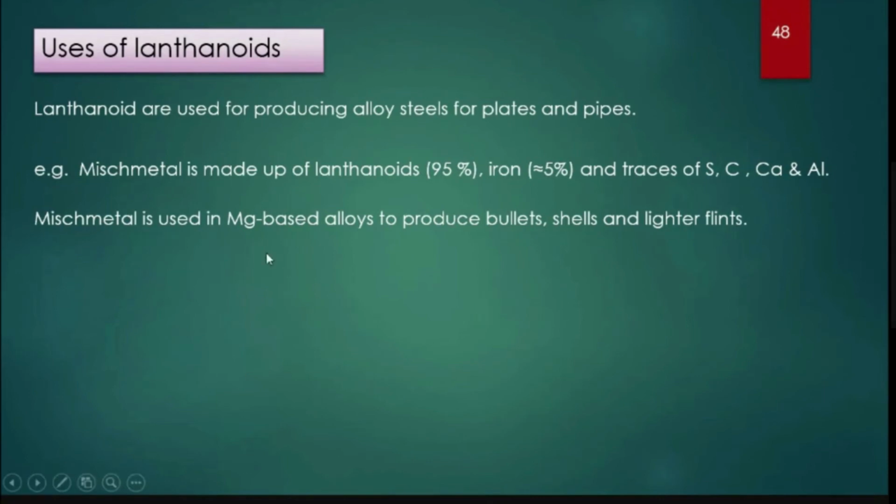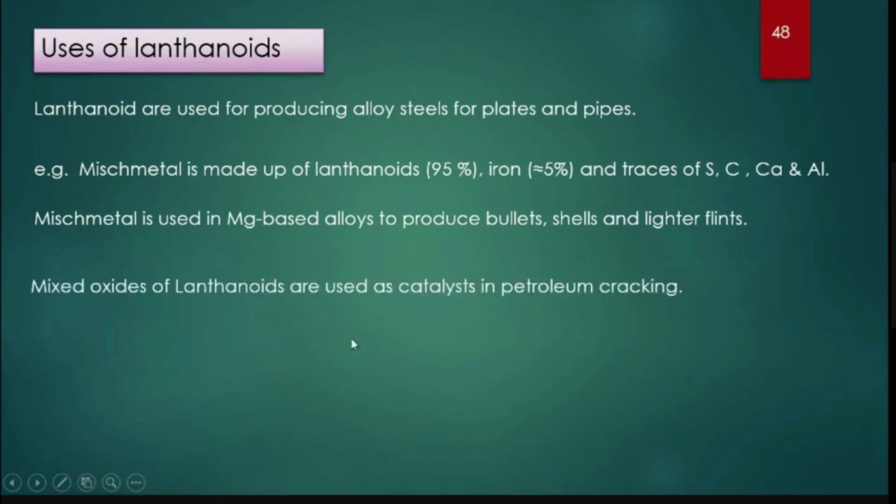Then where do we use this mish metal? Mish metal is used in magnesium based alloys to produce bullets, shells and lighter flints. So here mish metal, when it is mixed with magnesium, forms an alloy which is very hard. That is why it is used in making bullets which are used in guns, shells and also lighter flints. That means the cigar lights which are used for smoking. So there also you can see the use of mish metal.